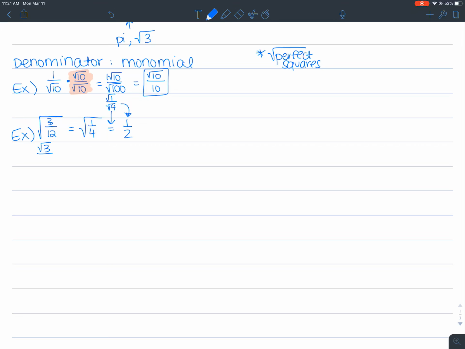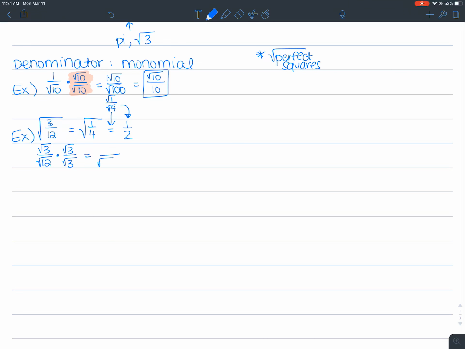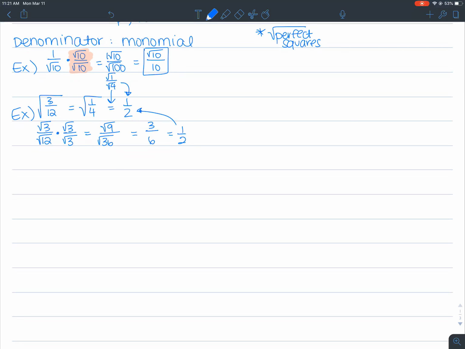But maybe the original problem didn't have it all under one radical. Maybe it was the square root of 3 over the square root of 12. And you would have to rationalize that denominator. So a perfect square would be 36. So if I multiply by square root of 3 over 3, then I can get square root of 36 on the denominator. Square root of 3 times square root of 3, they're both inside the radical, so I can multiply. Square root of 9 is 3. Square root of 36 is 6, and that still reduces all back to 1/2. So sometimes there's one way to approach it, and sometimes there's multiple ways.